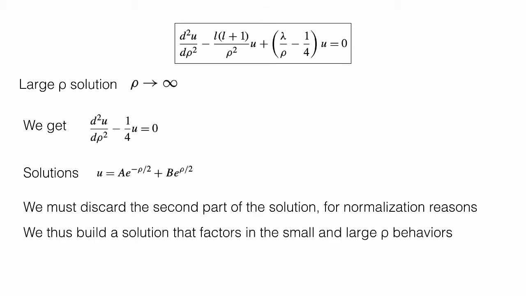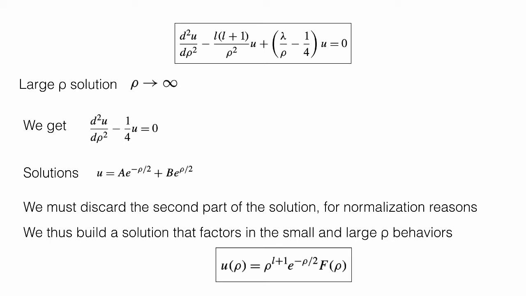So that means that at the end of the day, we have to discard the second part, and we find that for very large rho, we have e to the power minus rho over 2. And if we want to factor in all the behaviors, the one close to the origin, which is rho to the power L plus 1, and the behavior far from the origin, e to the power minus rho over 2, we can do that in a general solution. And that solution remains general because we have introduced a function f of rho that hopefully can connect those solutions close to the origin and far from the origin. And once we have determined f, we will be able to solve the problem completely.